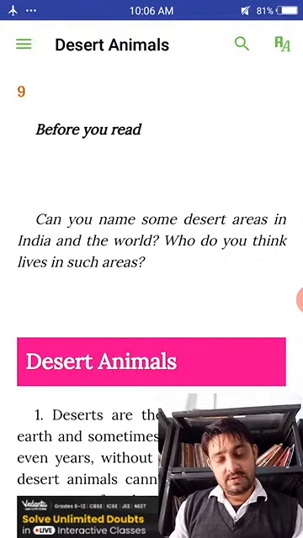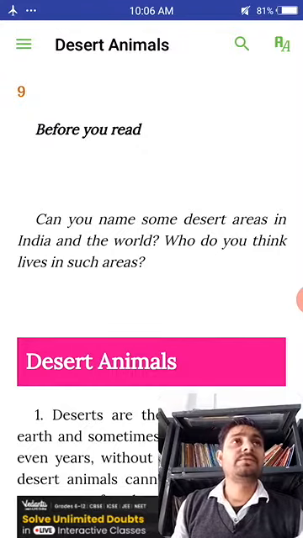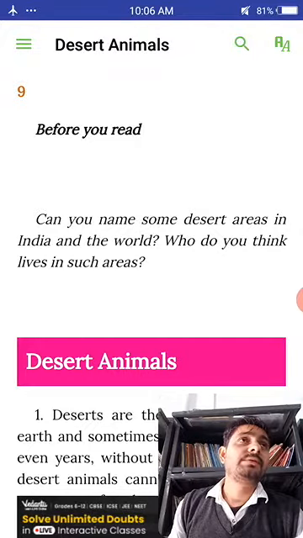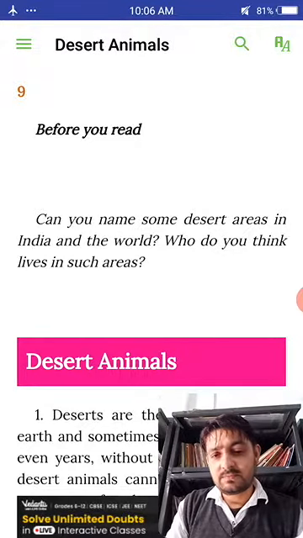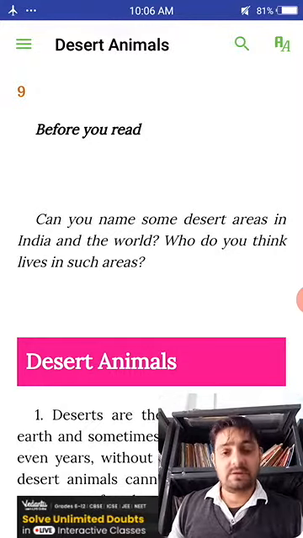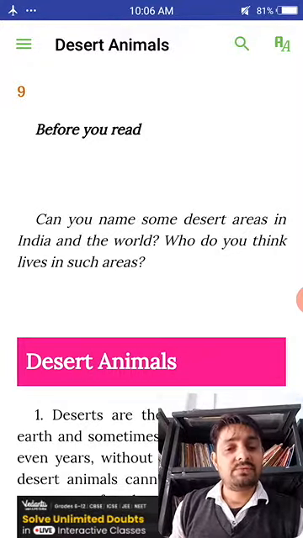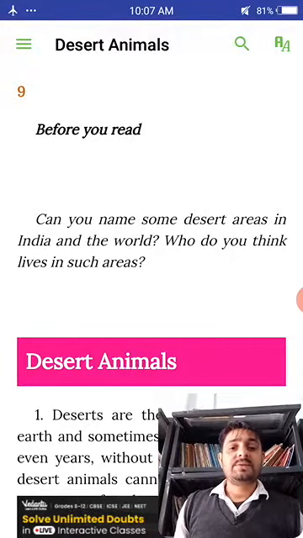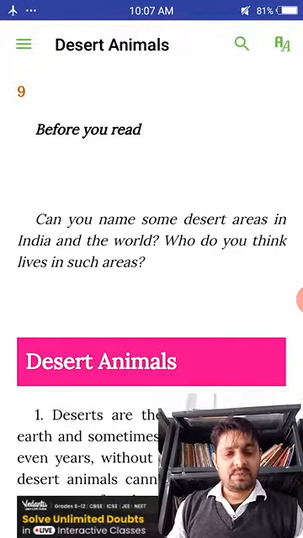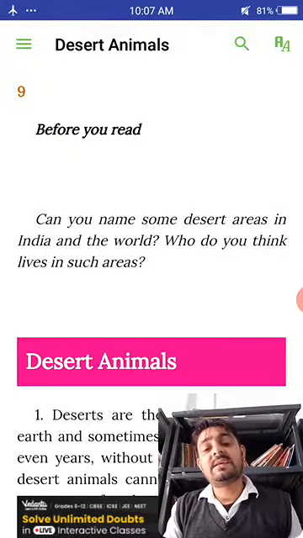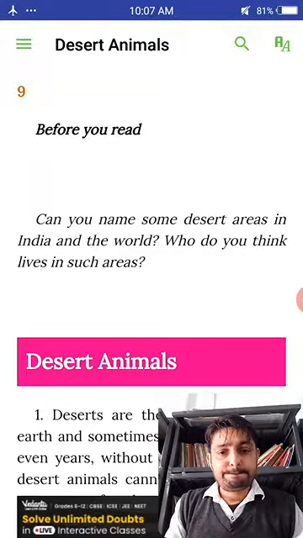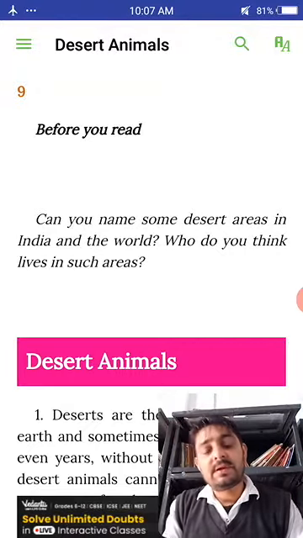Obviously sand everywhere, no? A vast area of land which is covered with sand. When we see the ocean, there is only water and water everywhere. Just like the ocean, in a desert we see only sand. A vast area of land covered with sand is called a desert.